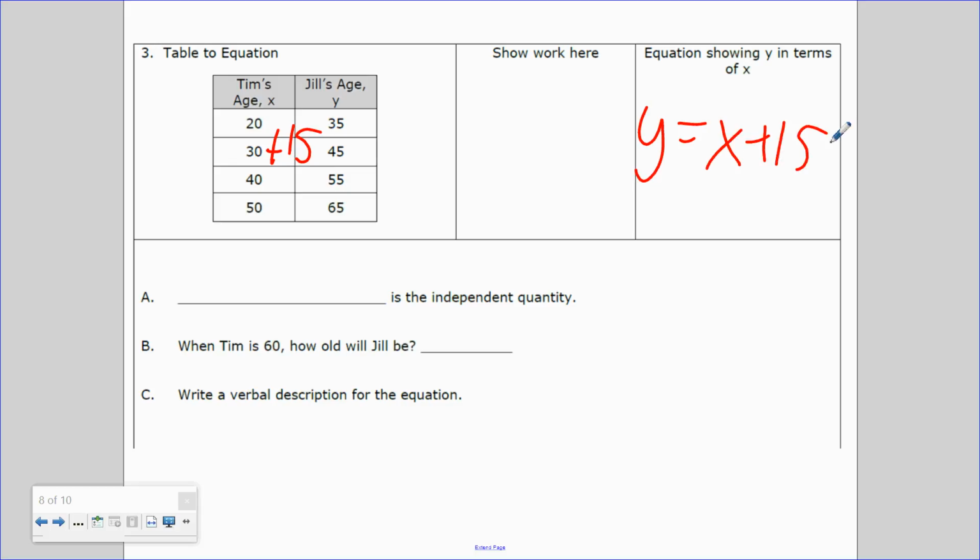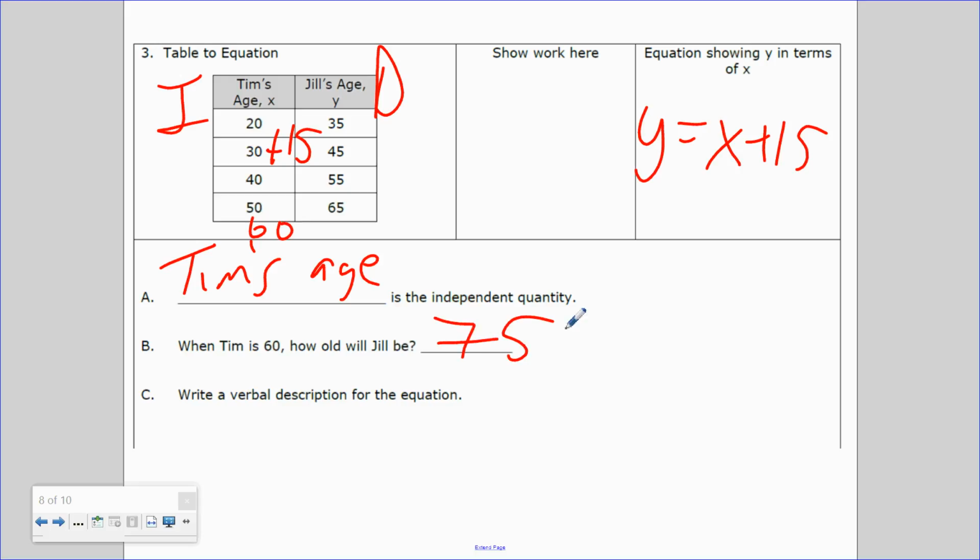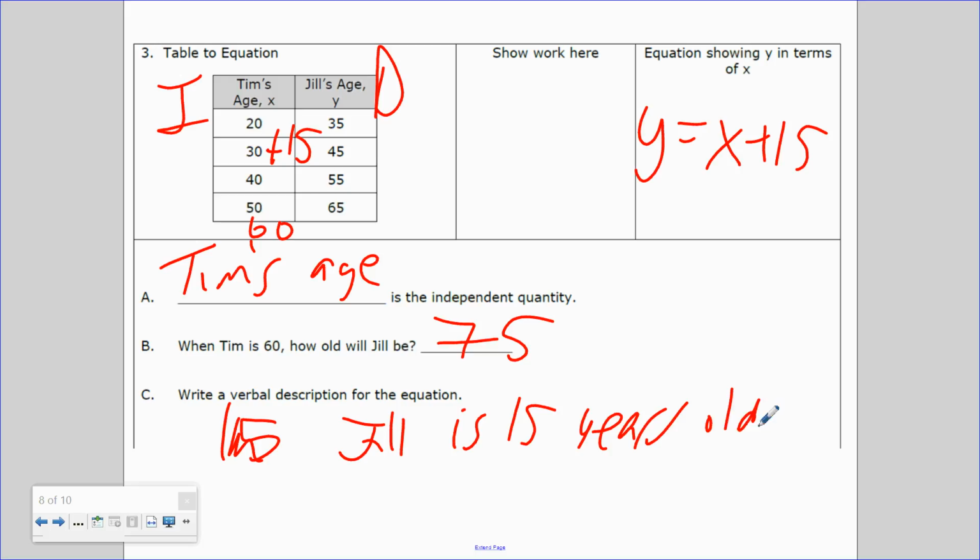Which one is independent? To find Jill's age, it depends on Tim's age. So the independent is Tim's age. When Tim is 60, how old will Jill be? 15 more would be 75, because Jill is 15 years older than Tim. So, write the verbal: Jill is 15 years older than Tim. But this is multiple representations, part 2.